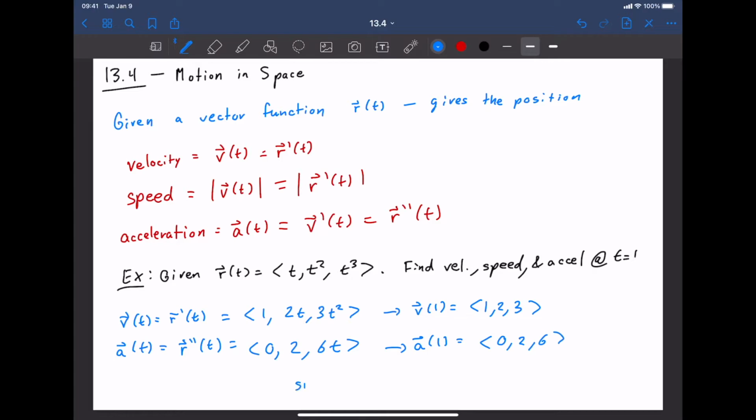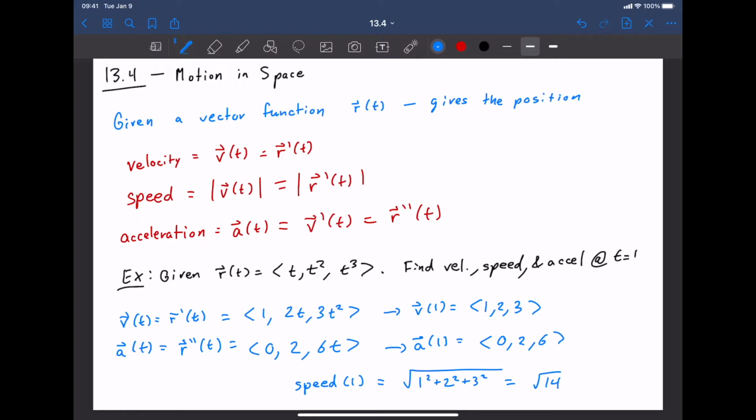And what about the speed at time 1? Then that would be the magnitude of 1 squared plus 2 squared plus 3 squared, or the square root of 14. So notice again, the velocity is a vector, the speed is a scalar. It's the size of the velocity vector. Yeah, that's all there is to it.